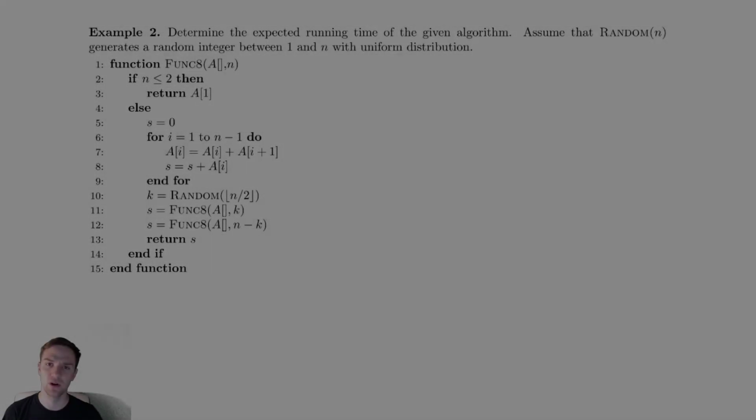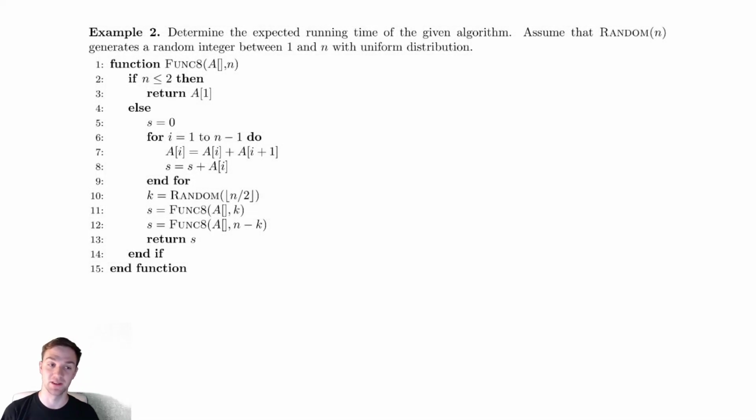In this video, we're going to be continuing our analysis of probabilistic functions. This function here is very similar to the previous one. In fact, it is identical in every way except for these last three lines. We have the same if statement and the same for loop setup.